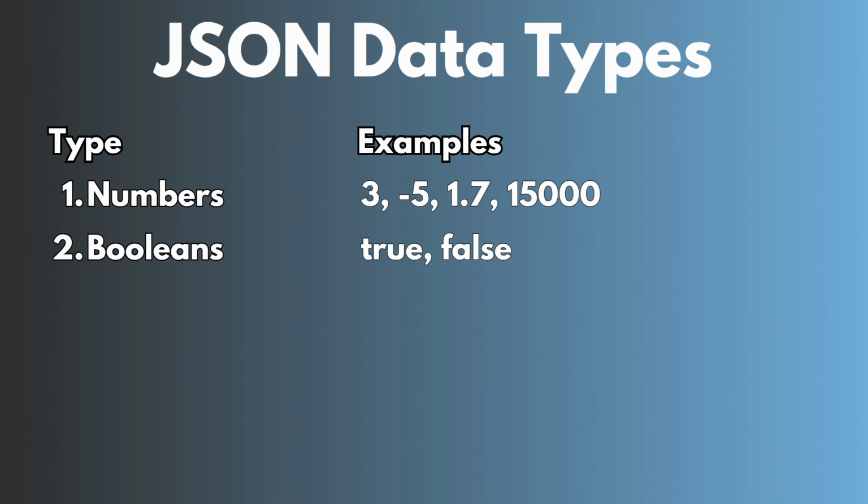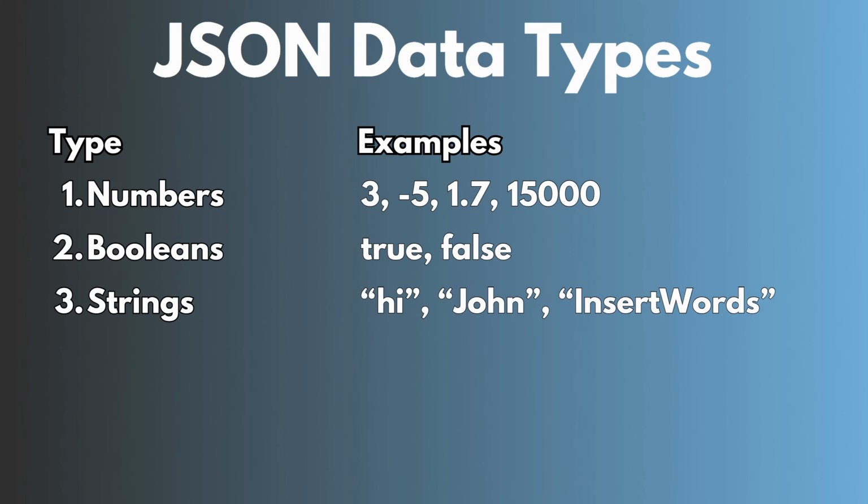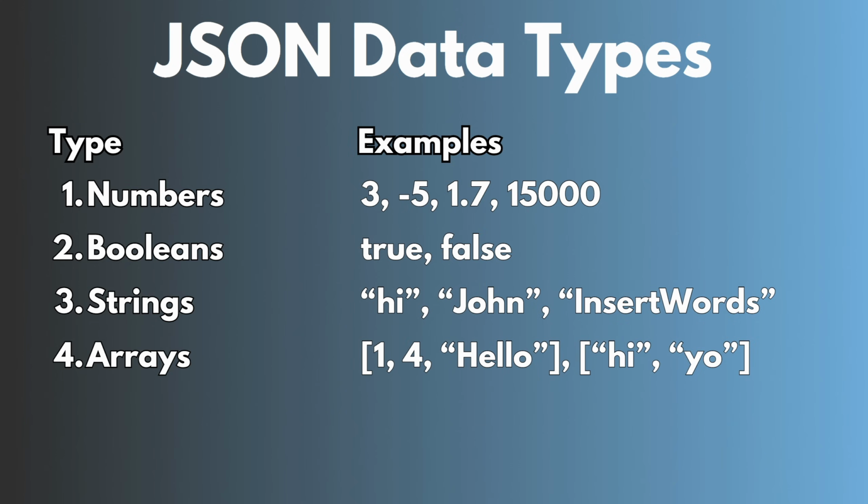Next, we have Booleans. A Boolean is either true or false, and JSON can represent both of these possible values. We also have strings, which are commonly seen in very many languages. Strings are always wrapped in quotations and represent characters from your keyboard. Another very important data type that we have is arrays, which are used to store collections of data instead of just one piece of data.